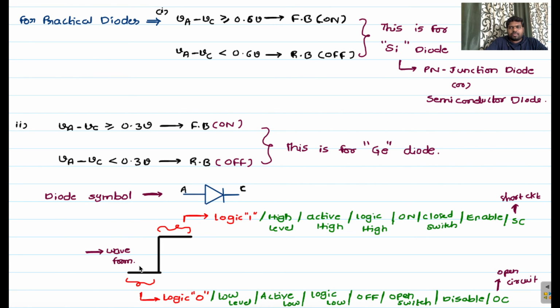So this is your waveform, which consists of logic 0 level as well as logic 1 level. Logic 1 has various names: high level, active high, logic high, on condition, closed switch, enable, short circuit. Depending on the application, we use this terminology. And logic 0 we can call low level, active low, logic low, off, open switch, disable, and open circuit. Like that we have various names.